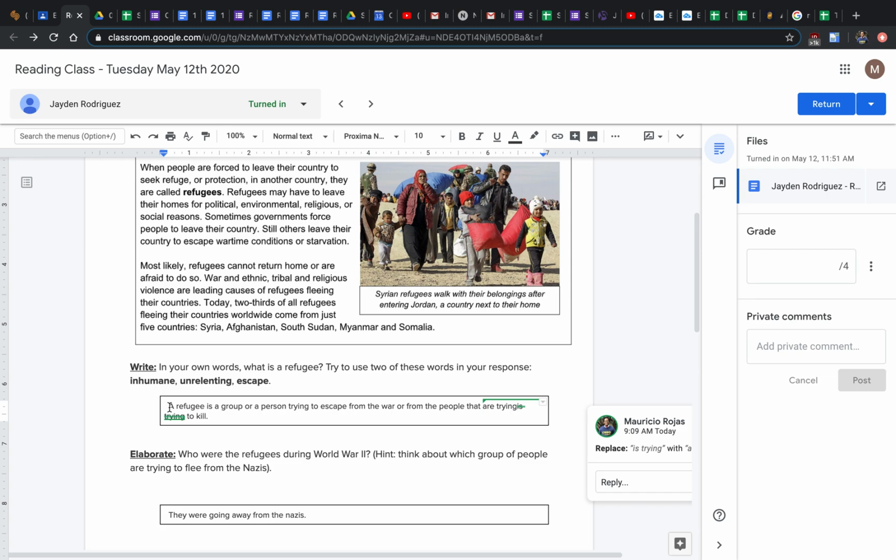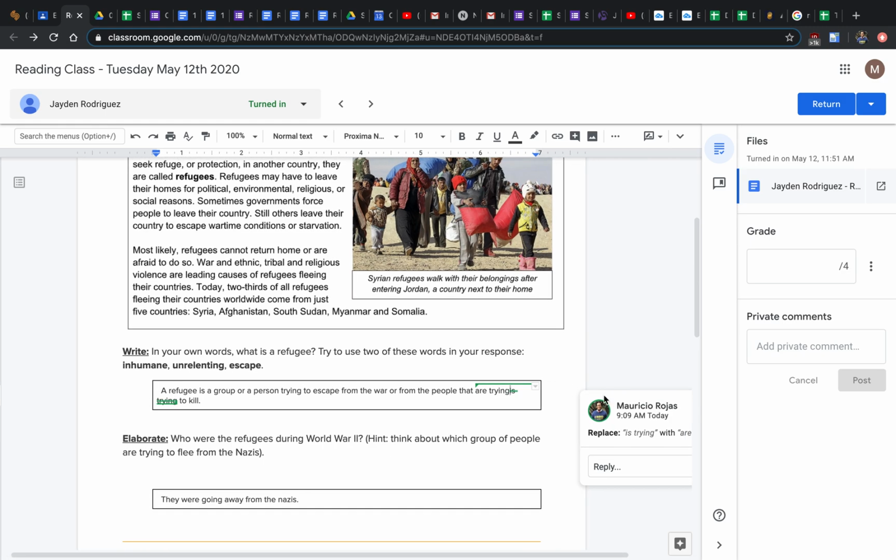Now I'm going to see if this answer follows the directions. It says to try to use two of these words in your response: inhumane, unrelenting, and escape. So I'm going to look for those words here. A refugee is a person, a group, or a person trying to escape. I see the word escape, so that's one, from the war or from the people that are trying to kill. So I don't see a second word. So now I know what my edits are for Jaden.